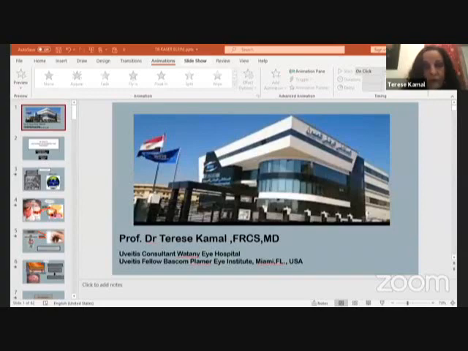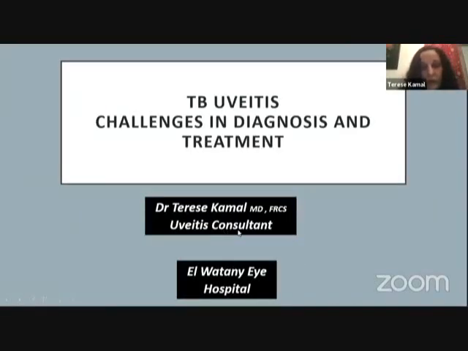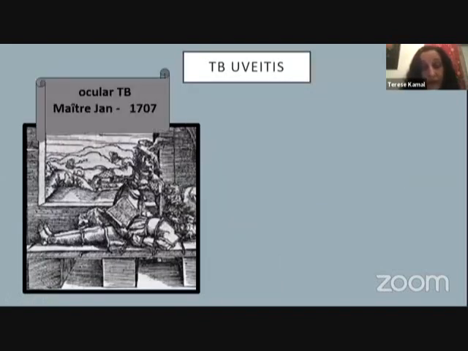So today I'm going to discuss TB uveitis. It's actually one of the most challenging entities in uveitis. Ocular TB was first described 300 years ago. And what we know about ocular TB now is that it accounts for 18% of TB patients, and TB patients account for up to 1/3 of the world's population.